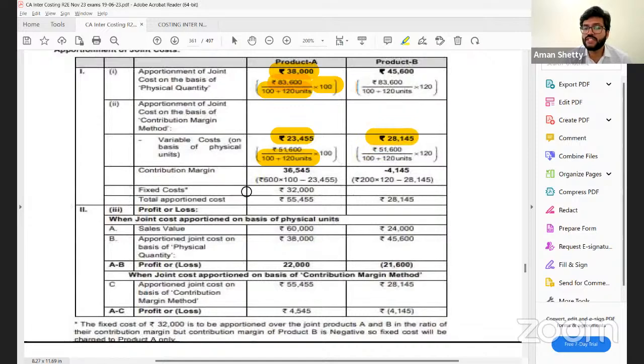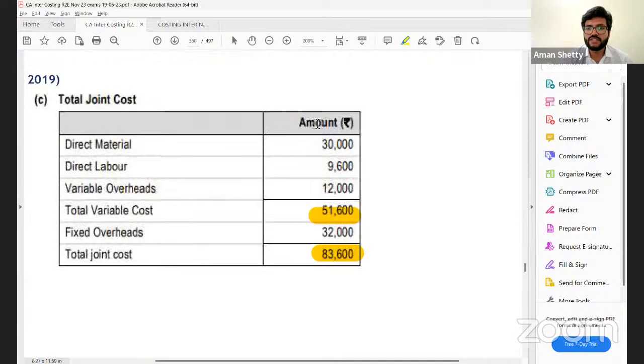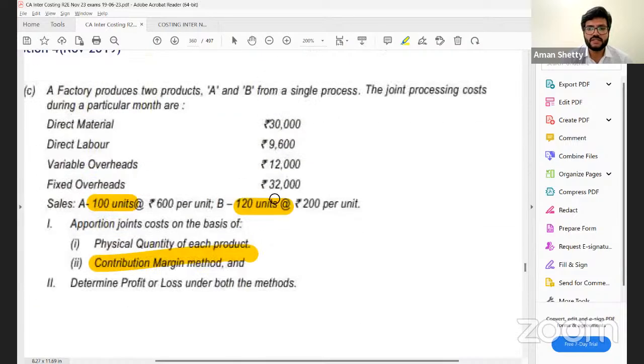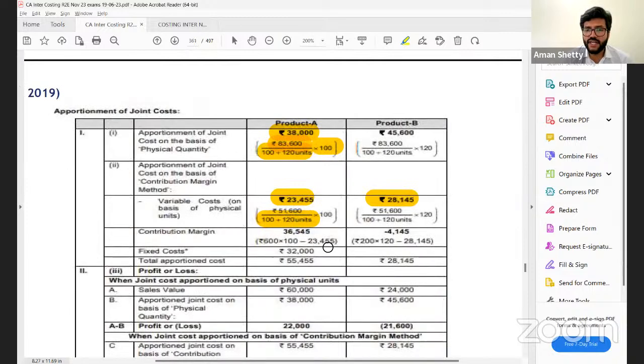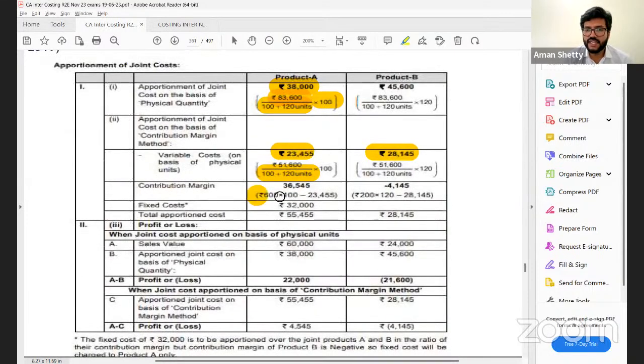For the contribution margin method, I need to find out what is the contribution. Contribution is what? Sales minus variable cost. What is the sale for product A? Check here: 600 per unit and 200 per unit. So sales is how much? 600 into 100, and 200 into 120. Sales minus variable cost, which you have arrived at here, you will get the contribution margin.